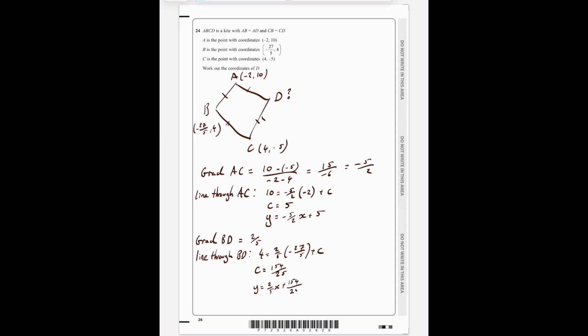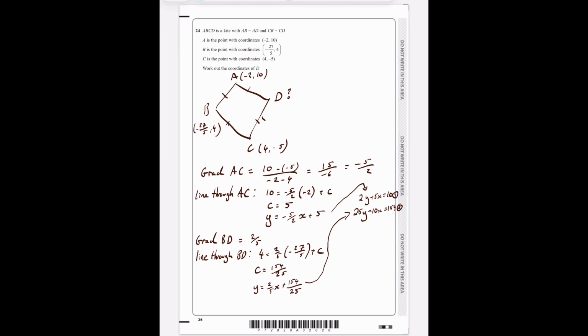Okay, so we have the equation of the lines passing through AC and BD. To find the intersection of those two lines, we can solve them simultaneously. So I'm going to rearrange them into a nicer form. I'm going to multiply the line passing through AC all by 2 and bring the x part onto the left-hand side, and I'm going to multiply the line passing through BD by 25 and also bring the x onto the left-hand side. And we have our simultaneous equations set up.